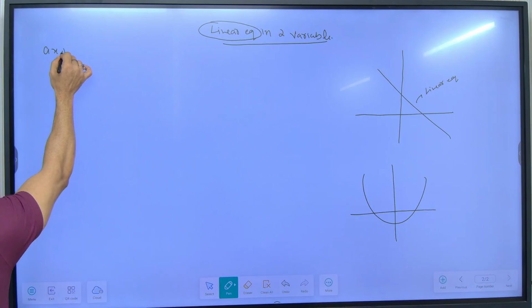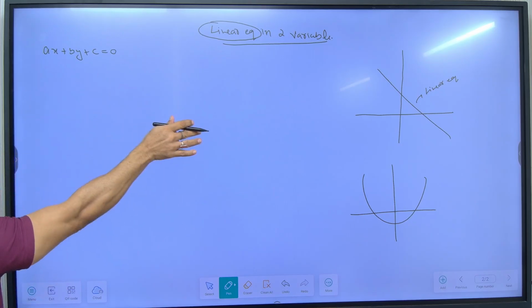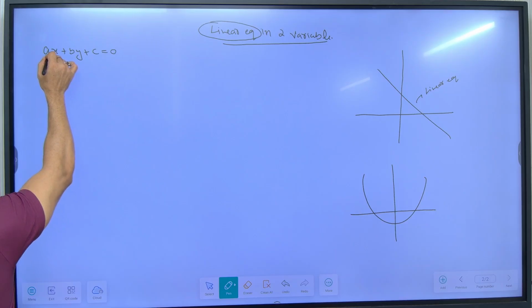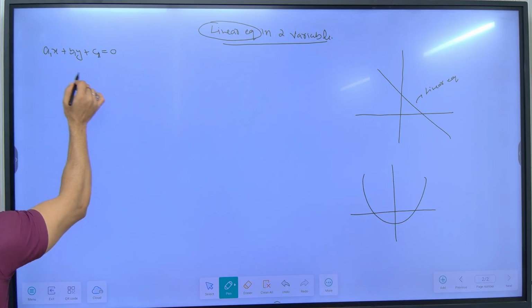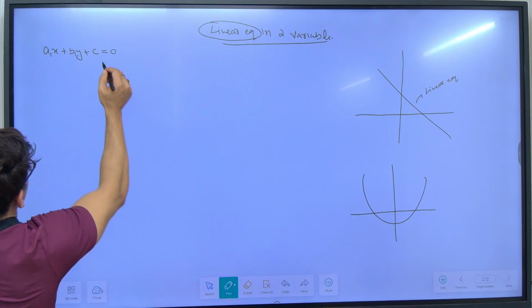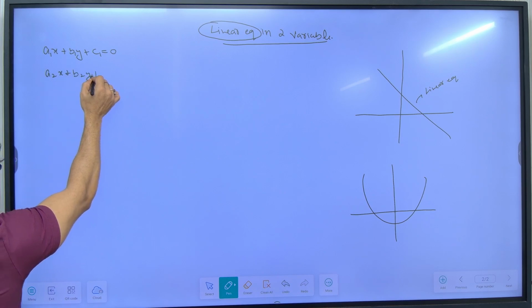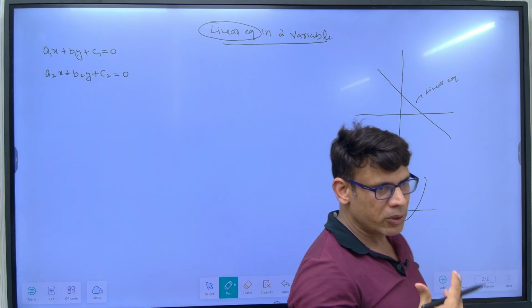Now, standard general form is ax plus by plus c is equal to 0, right? And we know that the graph of this line will be in 2-dimensional plane. Now let's say there are two equations, a1x plus b1y plus c1 is equal to 0, and another equation is a2x plus b2y plus c2 is equal to 0, right? So now you have two linear equations. So there will be two lines which will be formed, right? If there are two linear equations, so two lines will be formed or not?